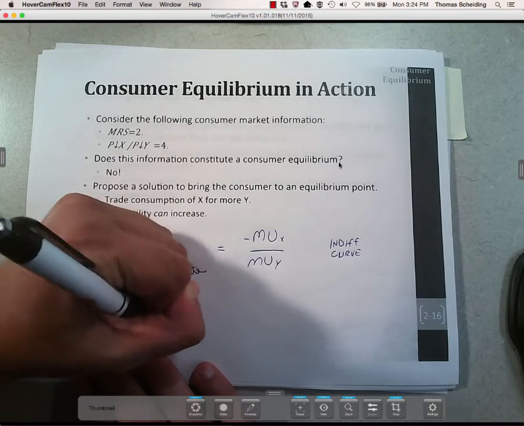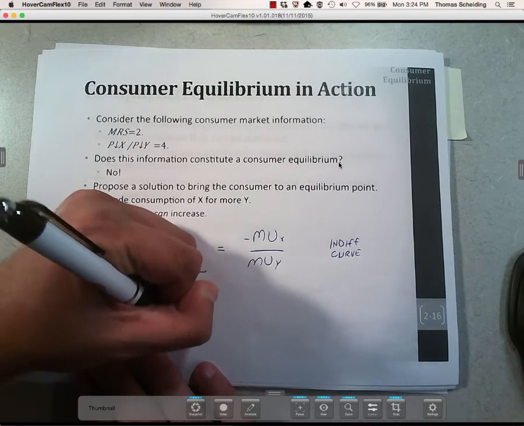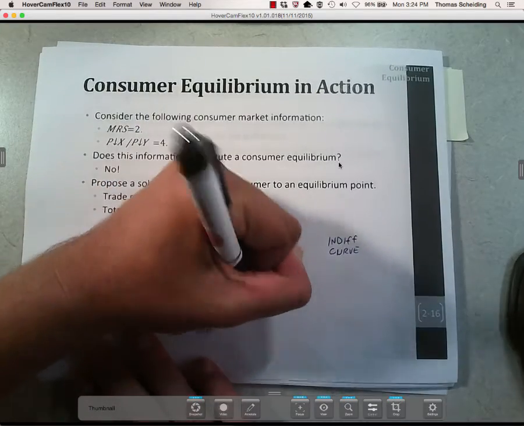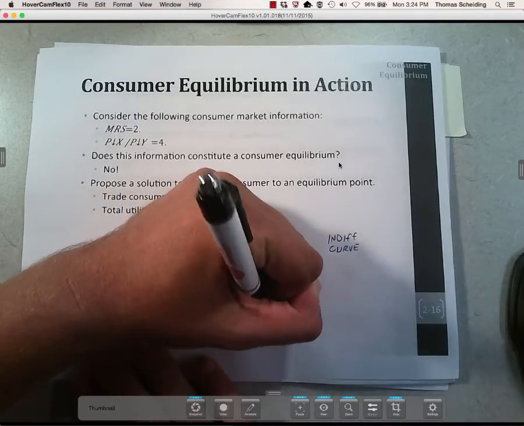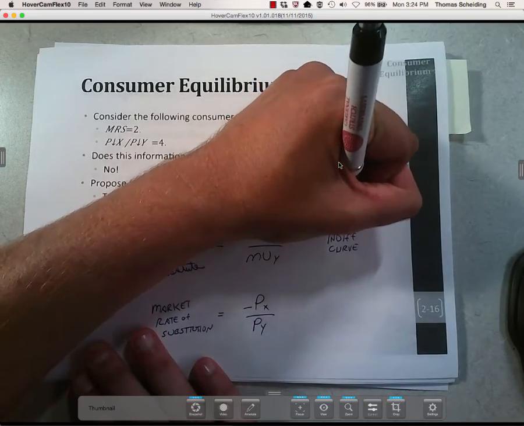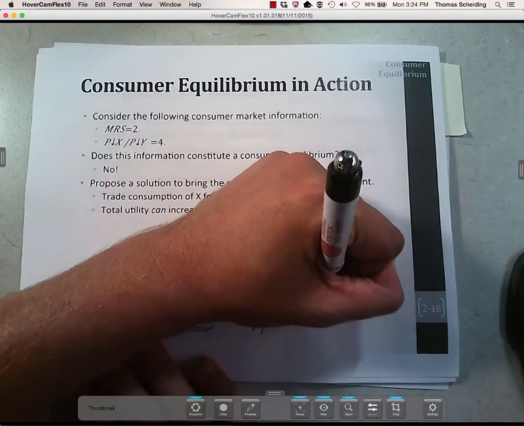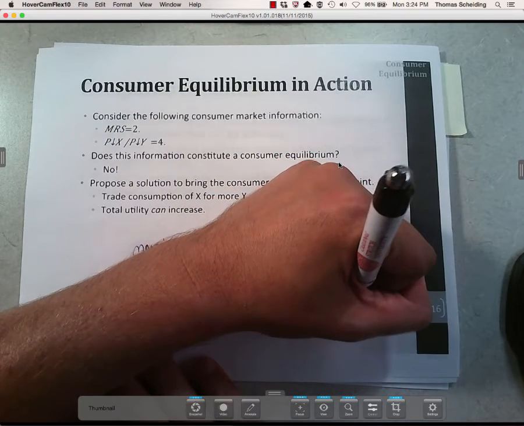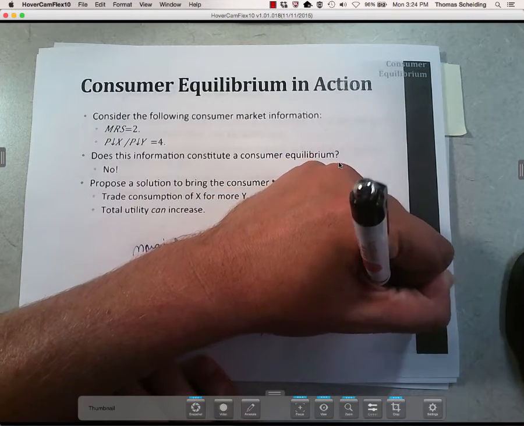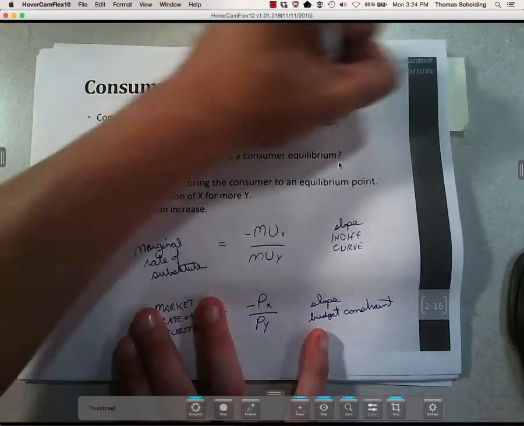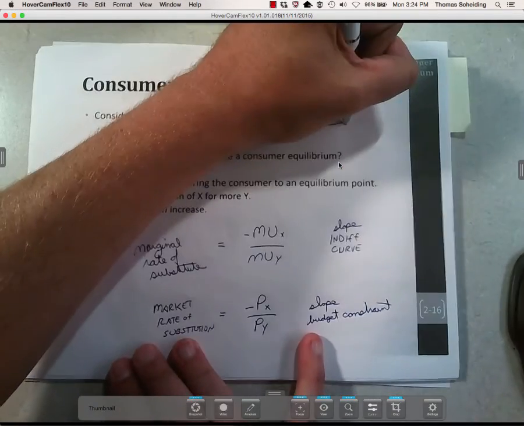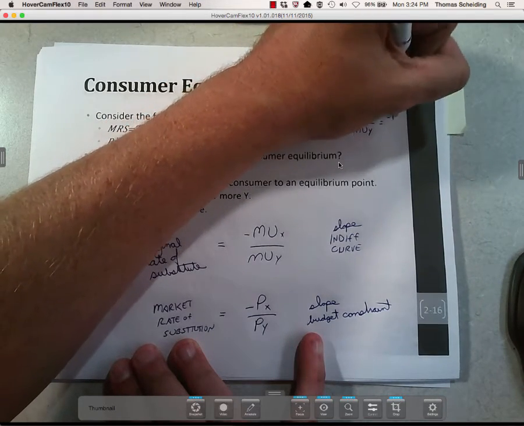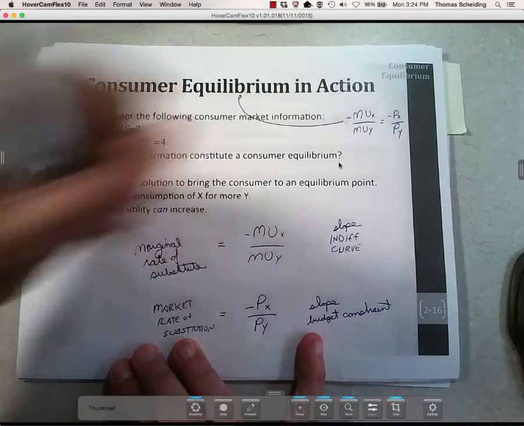And then we have what the textbook calls the market rate of substitution, or what I call the negative price ratio. That's our slope of the budget constraint. Equilibrium is where negative MUX over MUY is equal to negative PX over PY.